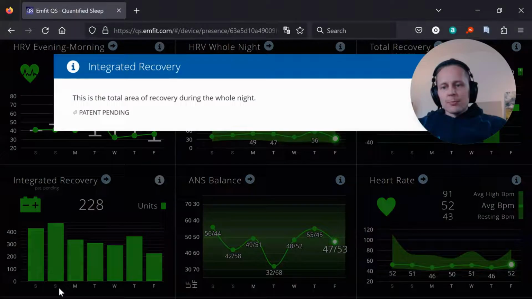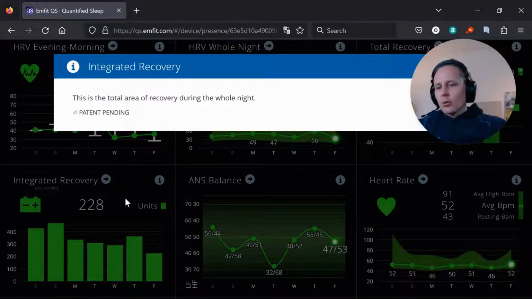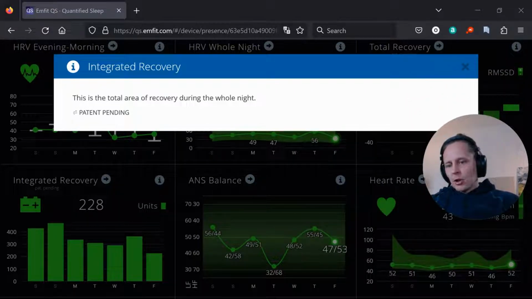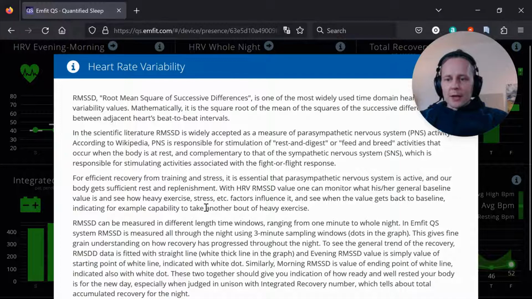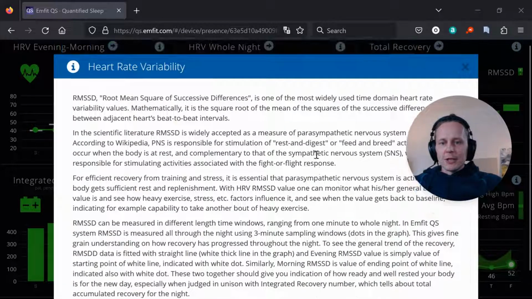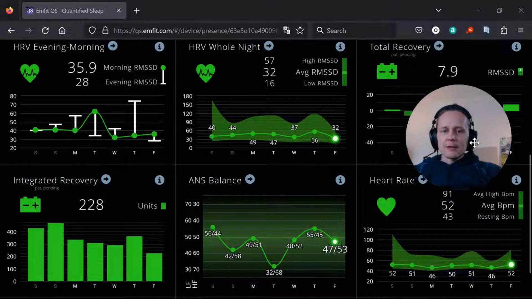And then you can also be looking at the integrated recovery. So what is the total recovery during the whole night? A higher value is better. I don't go into details on these. If you want to find more information, you can read more and see if those are interesting for you.